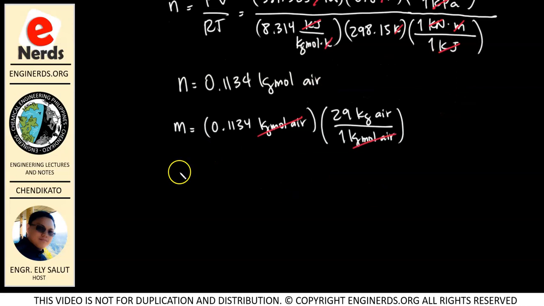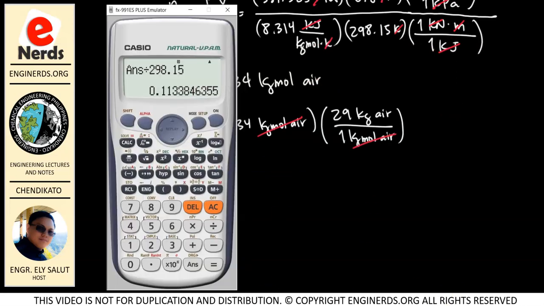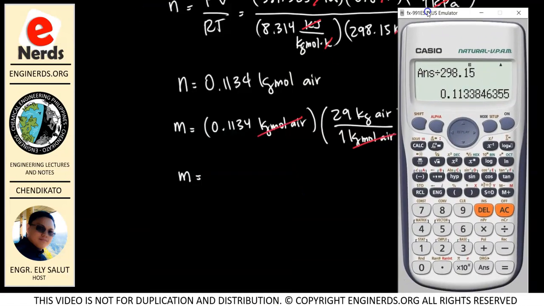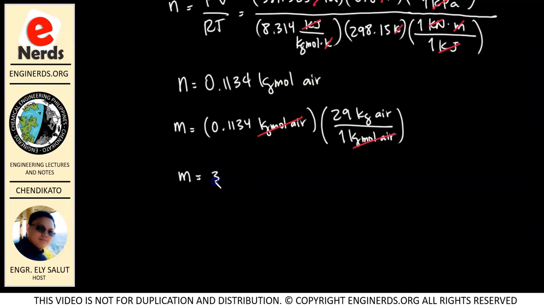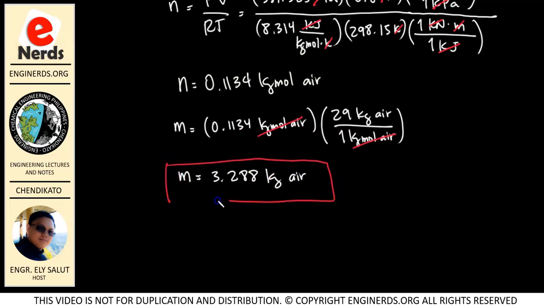So, therefore, our mass of air will be equal to, so, ito yung initial na sagot natin kanina, yung number of moles, 0.1134. So, let us multiply that by 29. So this will be 3.288, no? So we have 3.288 kilogram of air. And this is our final answer sa question na to.